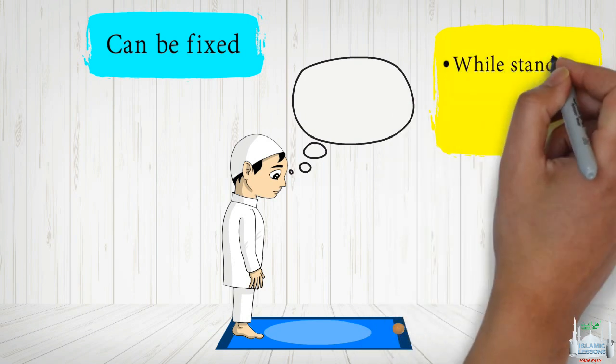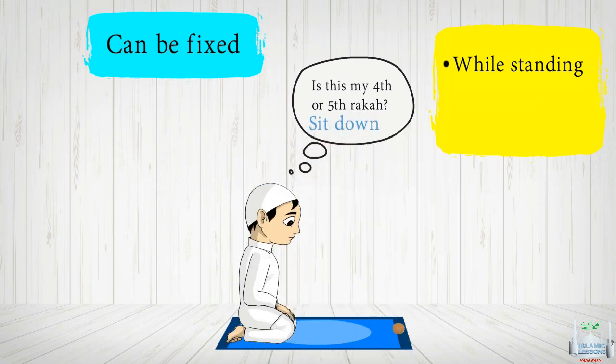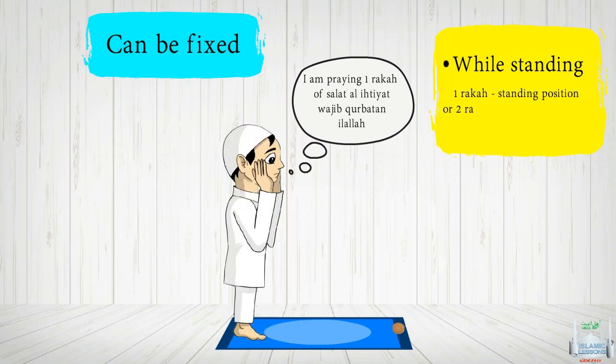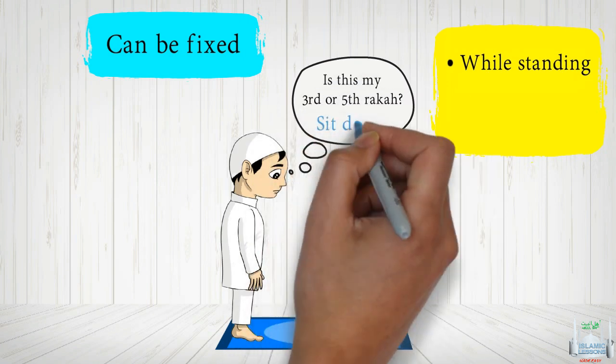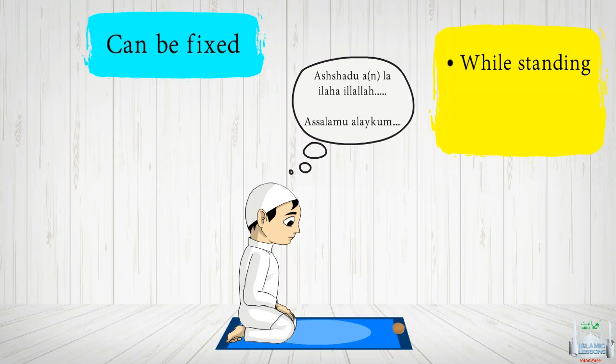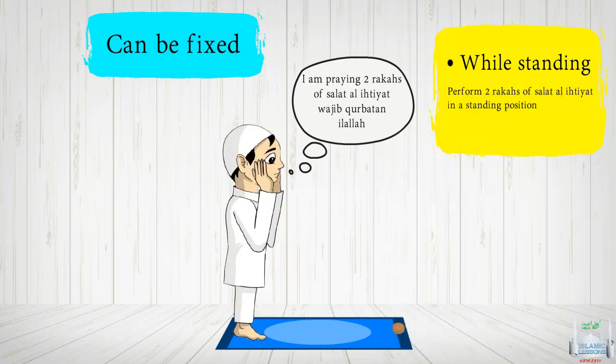Now the following examples are doubts while standing. If you doubt whether this is your 4th or 5th rak'ah while standing, you must sit back down, say the tashahhud and salam, then perform 1 rak'ah of Salat al-Ihtiyat in a standing position or 2 rak'ahs in a sitting position. If you doubt this is your 3rd or 5th rak'ah while standing, you must sit back down, say the tashahhud and salam, then perform 2 rak'ahs of Salat al-Ihtiyat in a standing position.